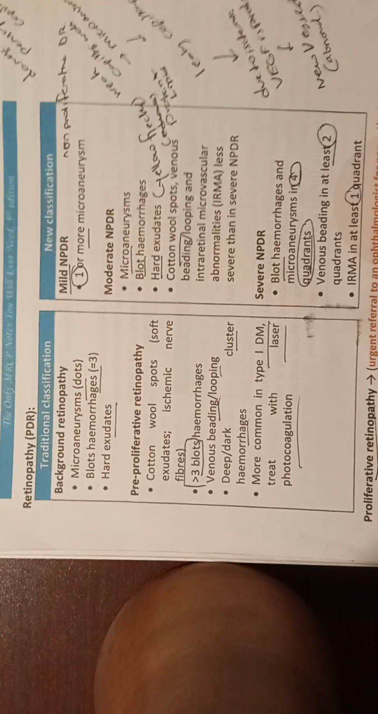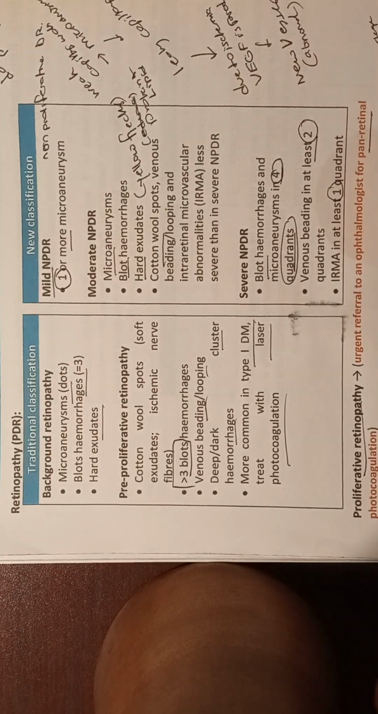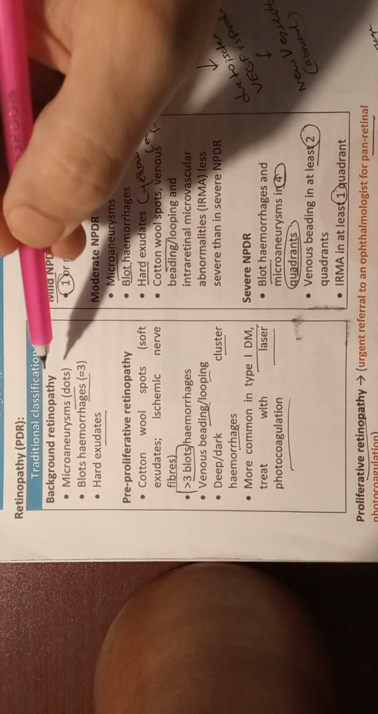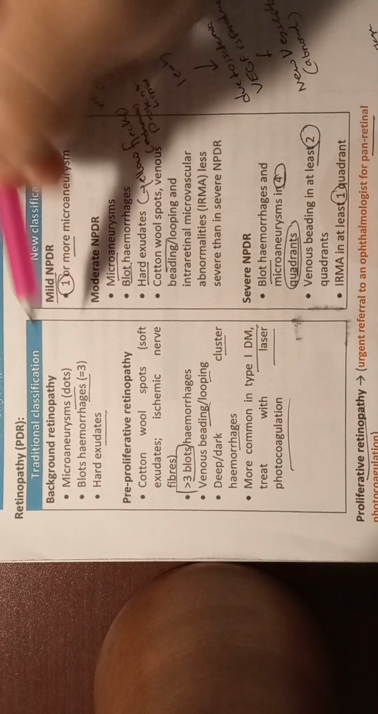Recently, a new classification system has been proposed, dividing patients into those with non-proliferative diabetic retinopathy and those with proliferative. Okay, this is retinopathy with dots and blots, and hints of laser surgery for proliferative retinopathy. So proliferative and non-proliferative, two main groups. So this is the traditional classification. This is like background retinopathy.